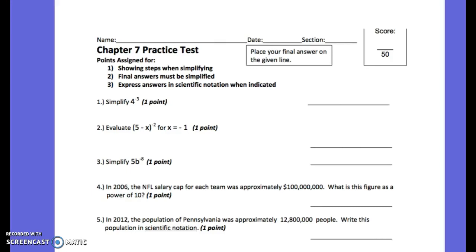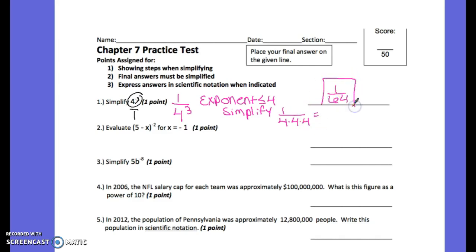All right, let's go over your Chapter 7 practice test. We're going to start with number 1, and you have a negative exponent. Remember, you can't have a negative exponent, so it's over 1, so you have to make it 1 over 4 cubed. Since your exponent is less than or equal to 4, you have to simplify. So you get 1 over 4 times 4 times 4, which equals 1 over 64 for your answer.